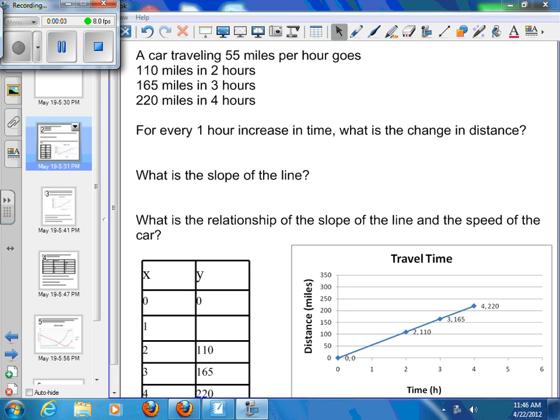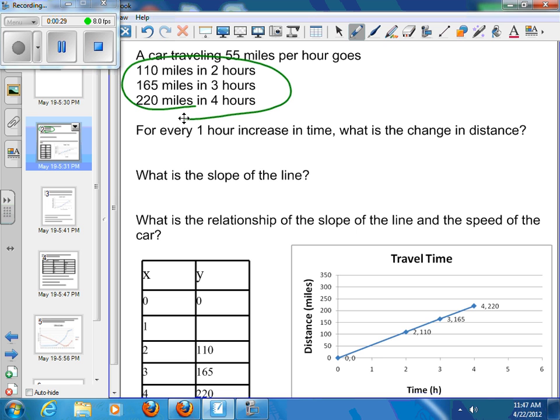Okay, example 1 here, we're going to look at a car traveling at 55 miles per hour. And we've got a table, and we've got a graph, and we've got some information up top. So we see that if it's 110 miles, it took the car 2 hours to go that distance. For 165 miles, it took the car 3 hours. And for 220 miles, it took the car 4 hours. So that's just what we're given here at the beginning.